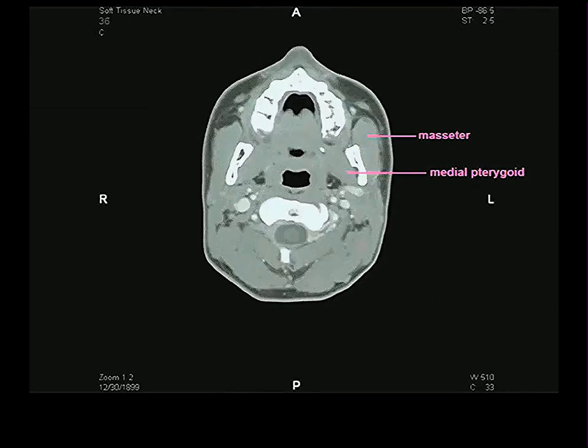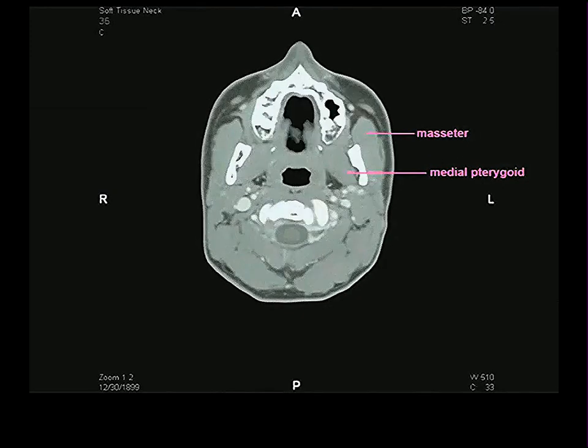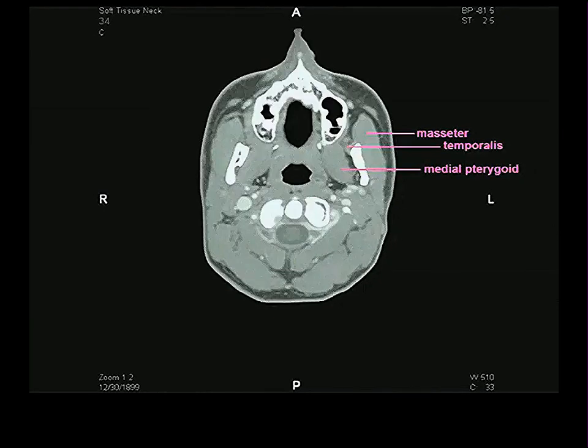Nothing very exciting going on. We now, at this point, are catching the medial pterygoid as it's coming down to its insertion, so it's not attaching to the mandible at this point. We're approaching its origin. And we're starting to see another little muscle crop up here right along the anterior edge of the mandible.